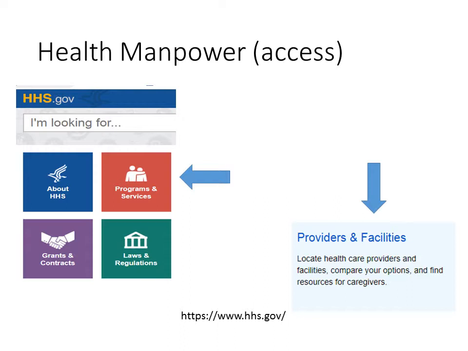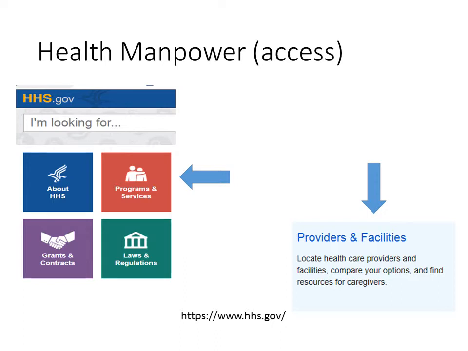The other piece of information that you should be gathering from this particular data mining exercise is known as health manpower or access. A common theme of this class has been talking about access to care and how much people have access to various health resources. So the site that you're going to go to is healthandhumanservices.gov, and that again is a link on the resources that have been provided for you there on Blackboard.